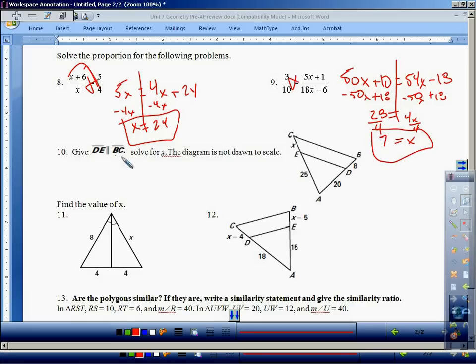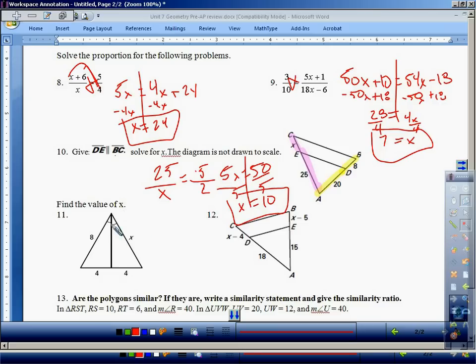Given that segment DE is parallel to BC, because of that, I know that it splits the sides of this triangle proportionally. So 25 to x is equivalent to 20 to 8. So I set up that proportion. If you like, you can reduce here, simplify the math. 20 over 8, 4 goes into both. That would be 5 over 2. Cross multiply, I get 5x equals 50. Divide both sides by 5, and x is 10.